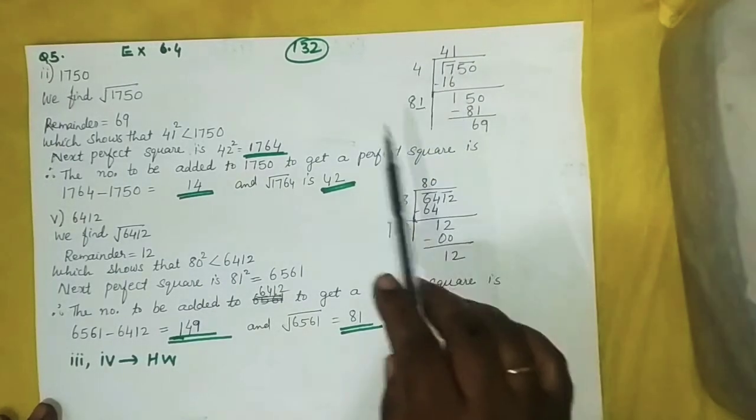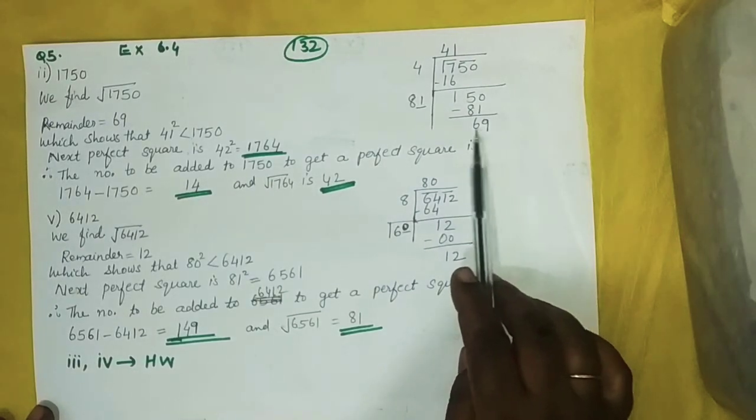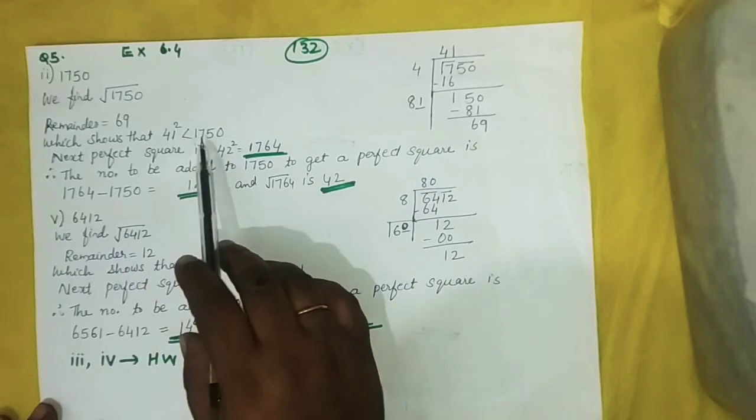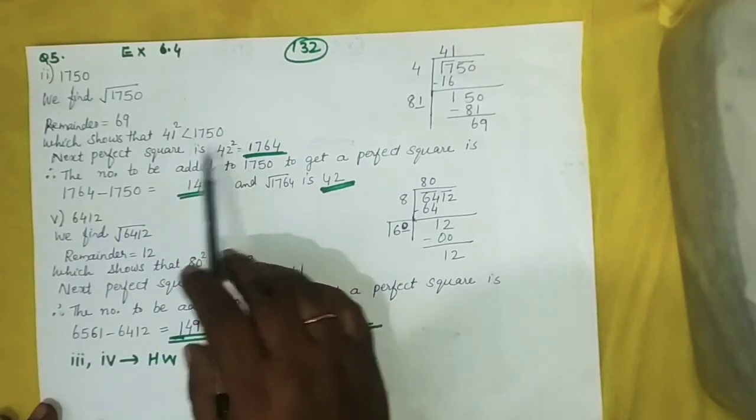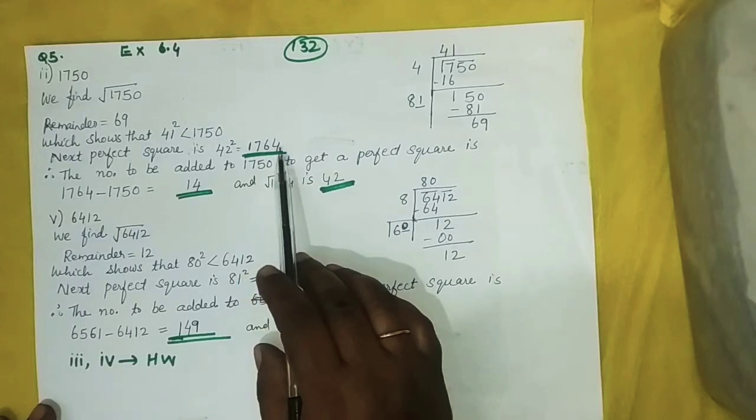That one we are writing here. When we subtract, we are getting 69, which shows the remainder is there. Okay, so 41 square is less than 1750. Next perfect square is what? 42 square, which is 1764.